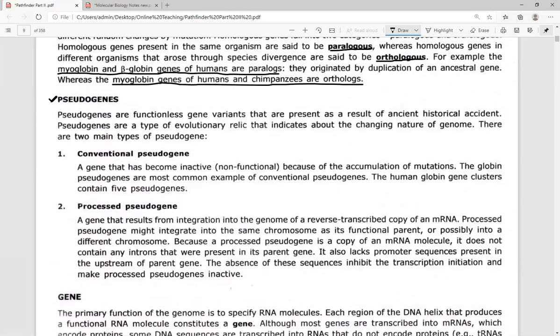Then there are the pseudogenes, as I was talking to you. What do you mean by pseudogenes? Pseudogenes are the functionless gene variants that are present as a result of an ancient historic event. These are functionless genes. Previously they were functional, but they have been made functionless because of an ancient historic event that has occurred. किसी एक वजह से वो functionless हो गए हैं because of an ancient historic event. Pseudogenes are the functionless gene variants that are present as a result of an ancient historic accident. Because of the presence of an ancient historic accident, they have become inactivated.